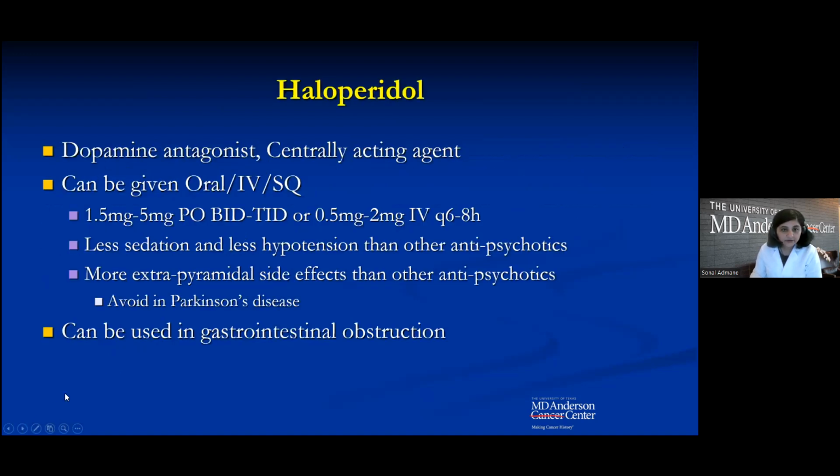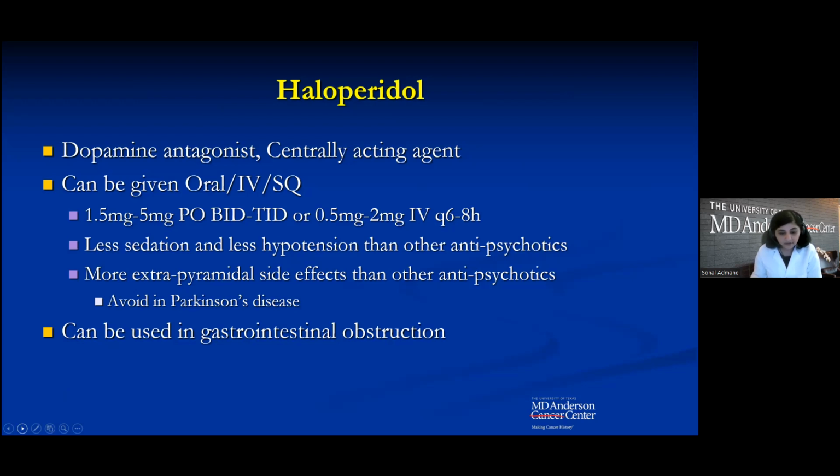And haloperidol is a dopamine antagonist. It's a centrally acting agent. Again, it can be given orally, IV, and sub-Q. It causes less sedation than other antipsychotics like chlorpromazine, but it does have more extrapyramidal side effects and does prolong QTc. So these are the two things to be cautious about. And you can use it in cases of gastrointestinal obstruction. So this is again one of the drugs that we highly use in our patient population and with good efficacy.